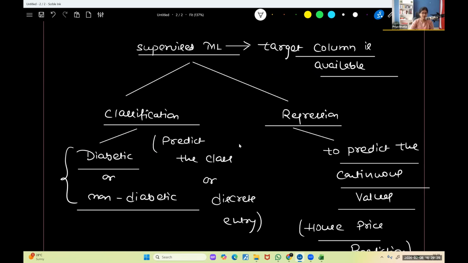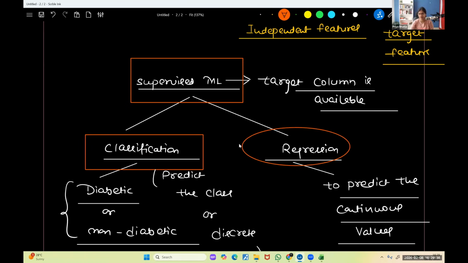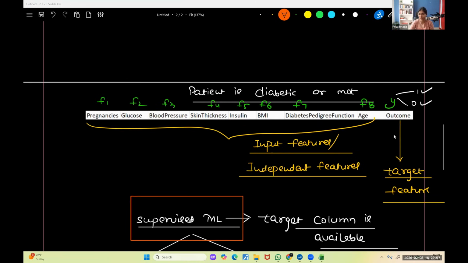So is this clear? First of all, you have to understand what is supervised machine learning, and then its two components, classification and regression. Tell me if everything is clear so far, then we will proceed further. Is this okay? We categorize it as supervised learning when the target column is available. I have shared a target column example with you in the CSV file.